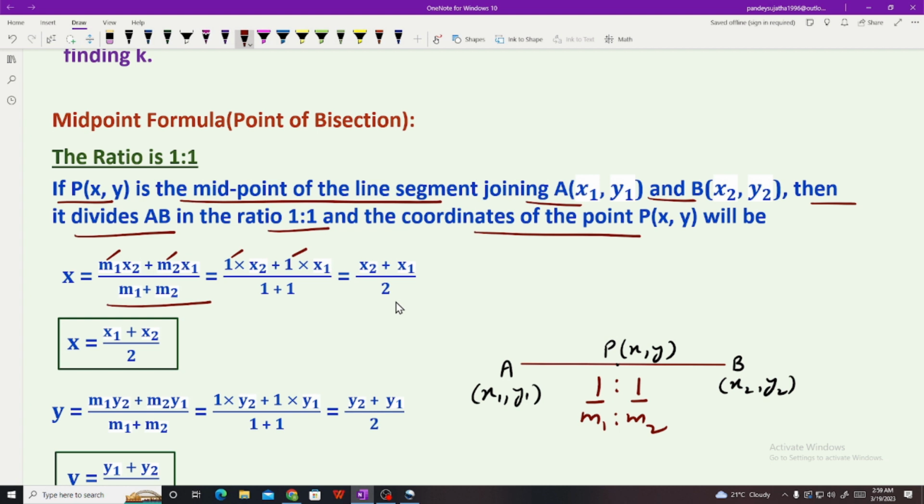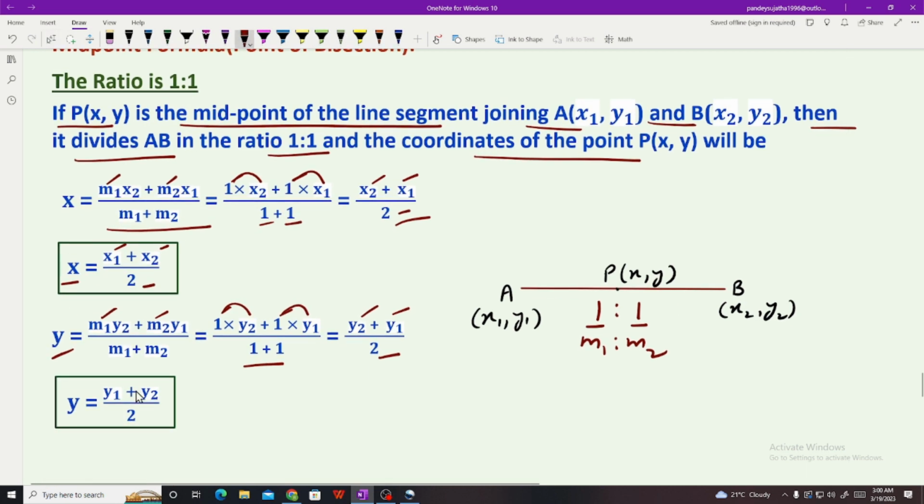Then we get the formula here as 1 into x2 plus 1 into x1 upon 1 plus 1 is equal to x2 plus x1 upon 2. So finally we get the x coordinate as x1 plus x2 upon 2. In the same way, to find the y coordinate, in place of m1 and m2, we will replace that with 1 and 1. So 1 into y2 plus 1 into y1 upon 1 plus 1 is equal to y2 plus y1 upon 2. So finally the y coordinate will be y1 plus y2 upon 2.